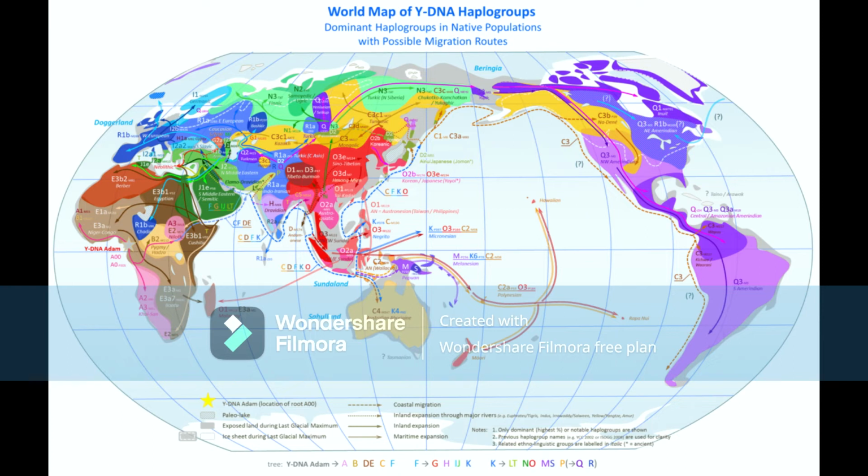You've got other migrations here. P splits into R and Q. R is Indo-European, Q is Amerindian, so Q then crosses over the ice to the American continent, as well as C, which is a minor paternity there. Q is the main one throughout. C also crossed into Australia, and you've got K there as well, which is an earlier predecessor of the P group. It's related to the P group.